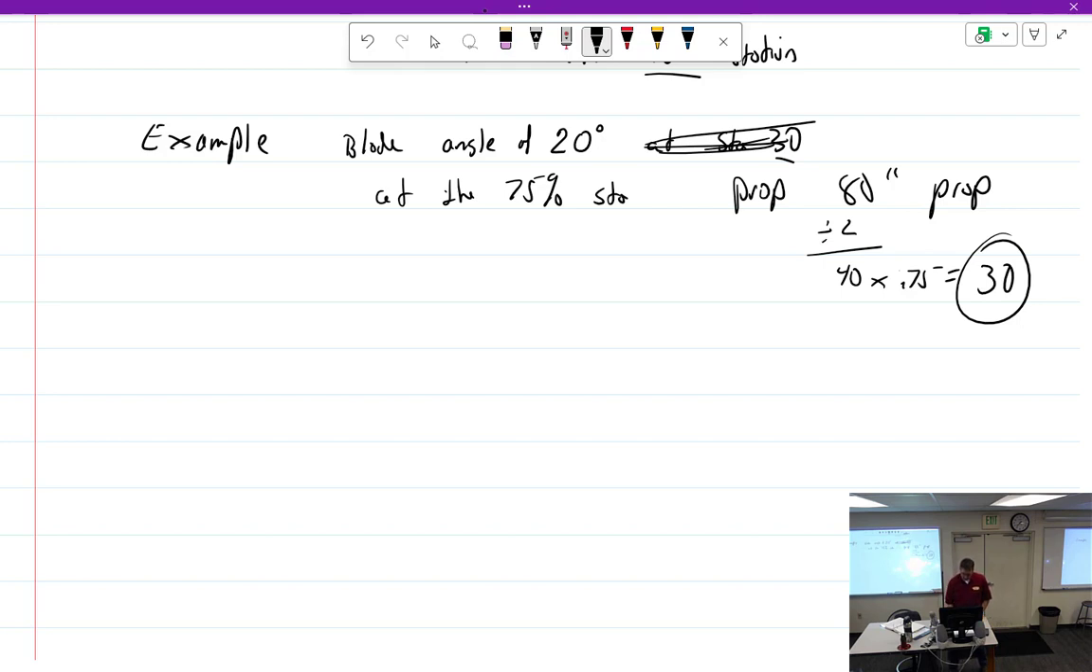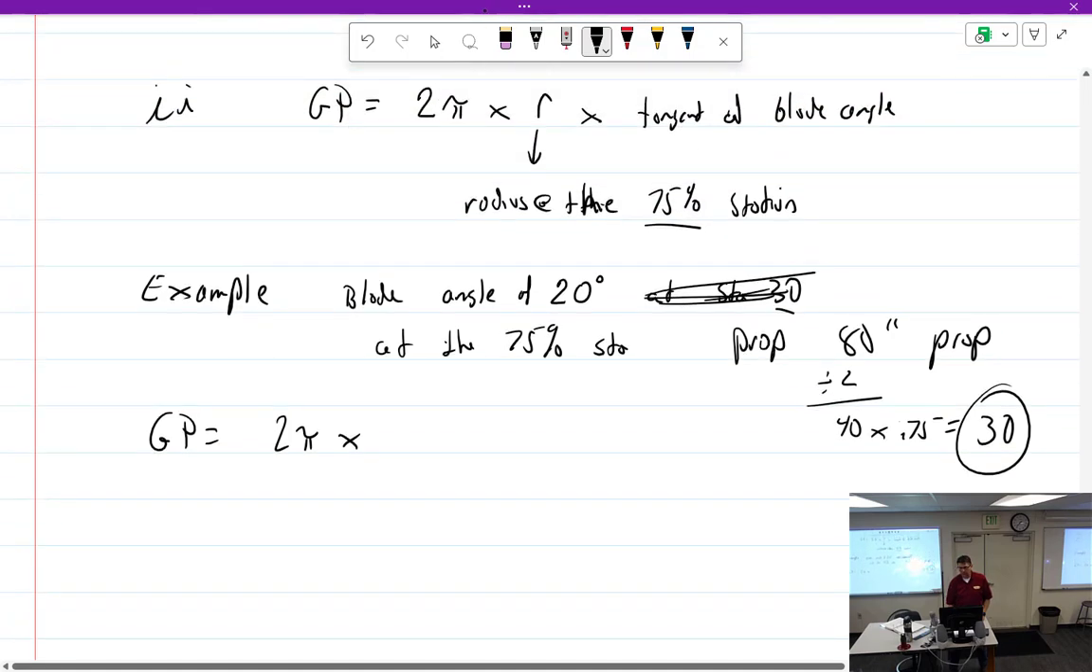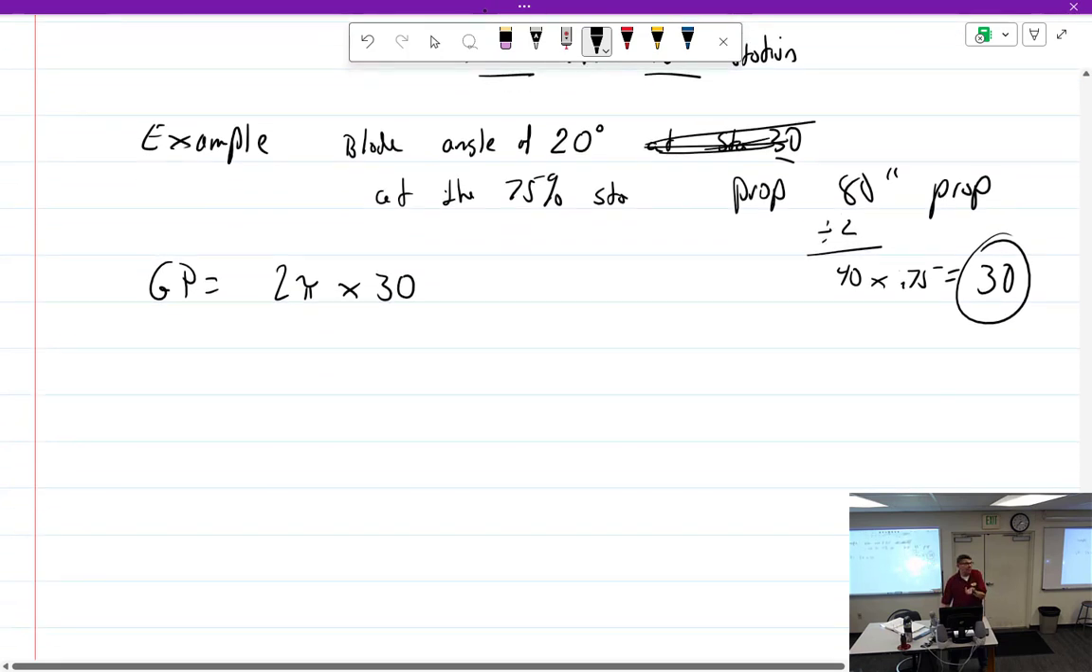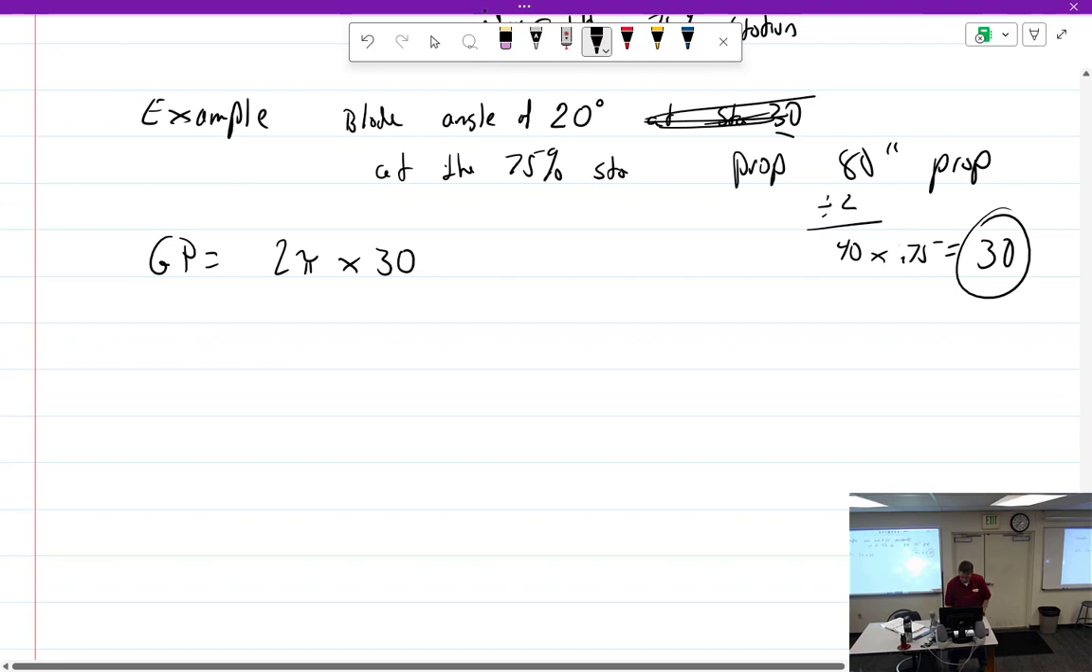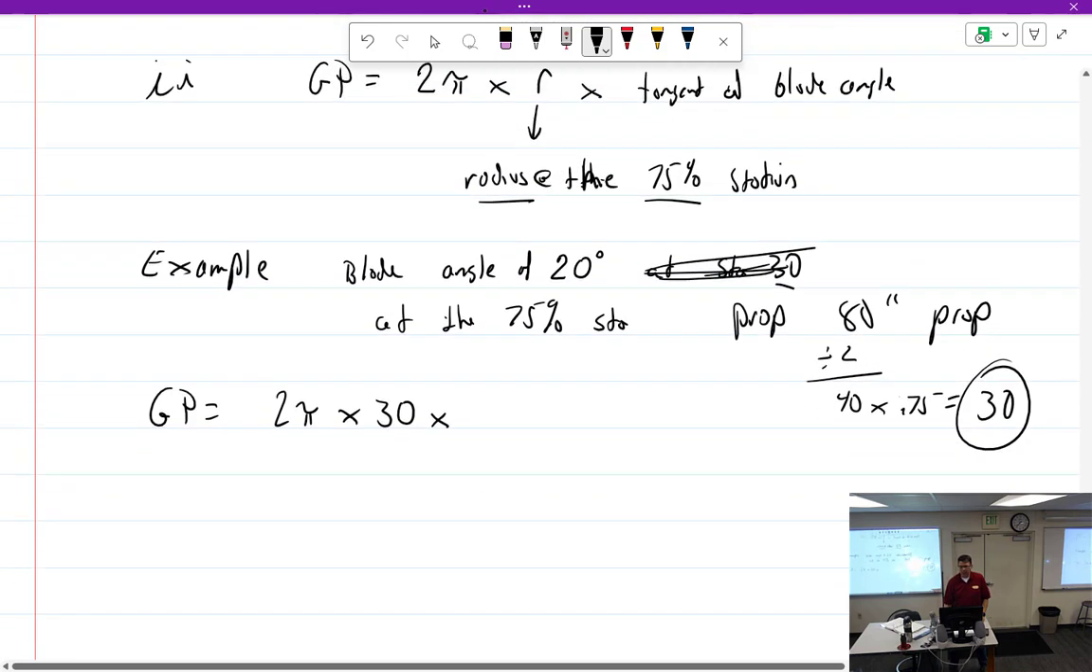All right, so let's fill this in. The geometric pitch equals 2 pi times 30, the radius at the 75% station, I think is a nicer way to put it, times the tangent of the blade angle. So that's tan 20, which equals what? Because you have the calculator, I didn't bring one. What is tan 20? 0.364.